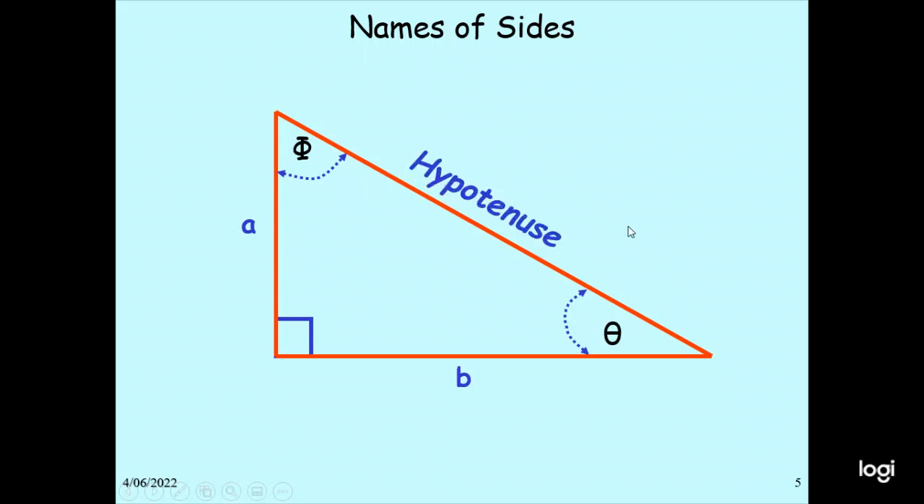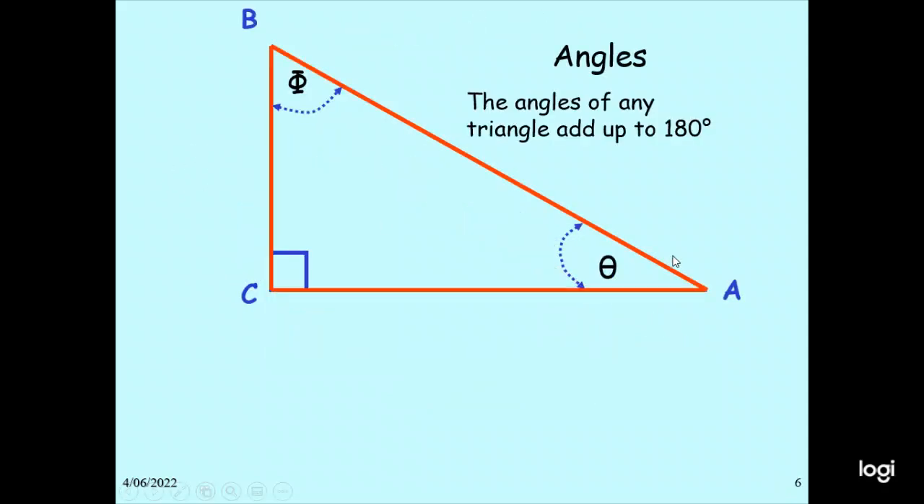This one is the hypotenuse. This is the opposite side. This is the adjacent side. So this is theta, hypotenuse, opposite side, adjacent side. So angles, any angles are up to 180 degrees. So this is phi, theta, and 90 degrees, 180 degrees.